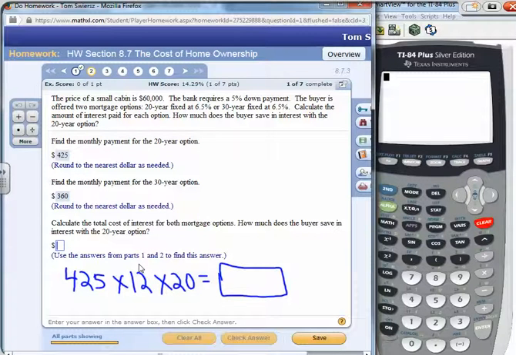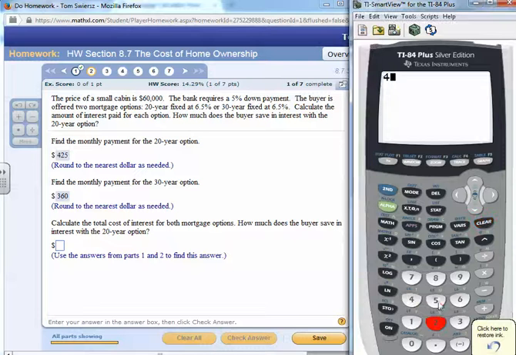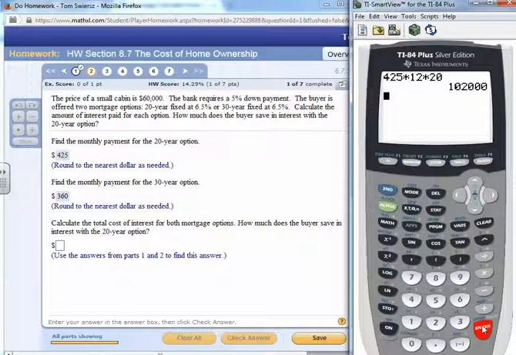Each monthly payment is $425 times 12 times 20, 12 times a year. So we've got $425 times 12 times 20, and we get $102,000.